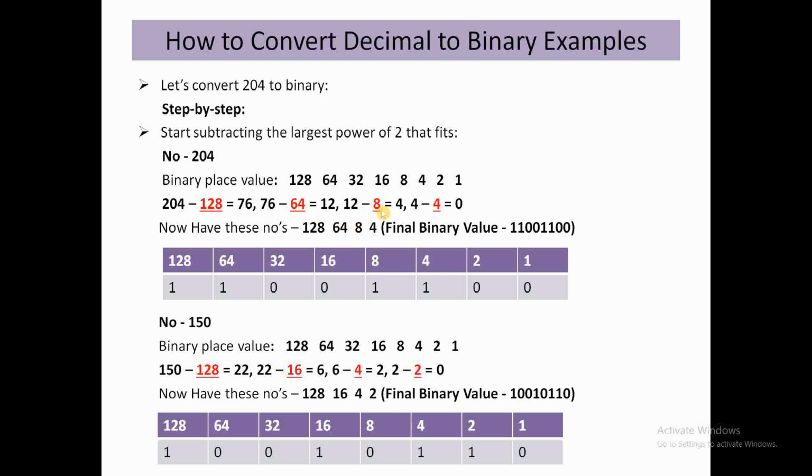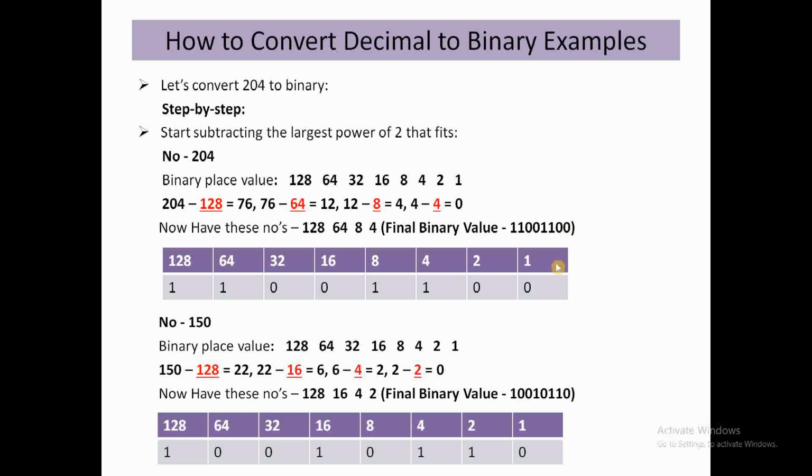Then from 12 we subtract 8, which is the largest that fits this number. After subtraction we get 4, and then subtracting 4 from 4 we get 0. The values we used for subtraction are 128, 64, 8, 4. So here is the conversion, these are the binary values we get.